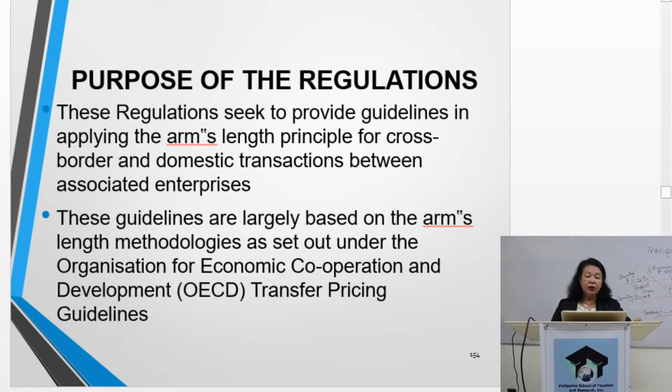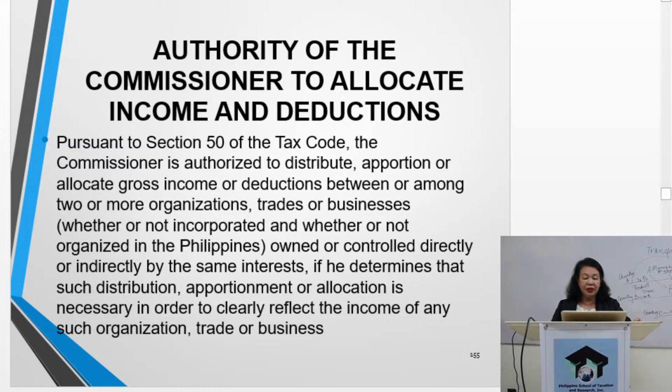Okay. Authority of the Commissioner to allocate income and deductions. Ito yung nandyan sa Section 50 of the Tax Code. Ano yung Section 50 of the Tax Code? The Commissioner is authorized to distribute a portion. Ang Section 50 po ng National Internal Revenue Code natin, yan po yung transfer pricing law in the Philippines. And word for word, that is exactly the provision in the IRC, Internal Revenue Code of the United States, Section 482.